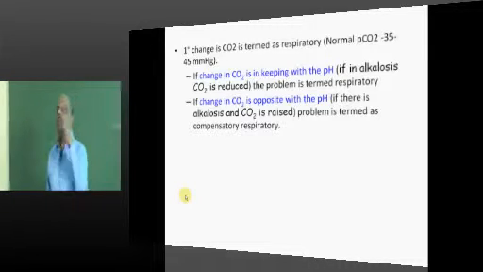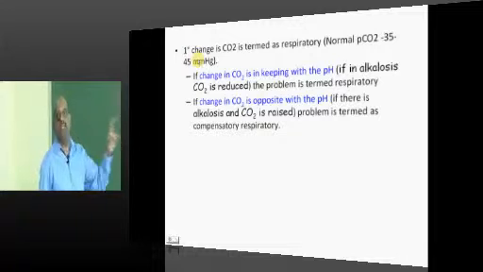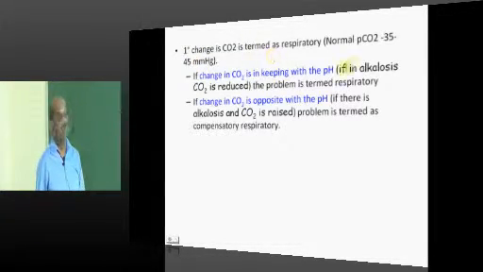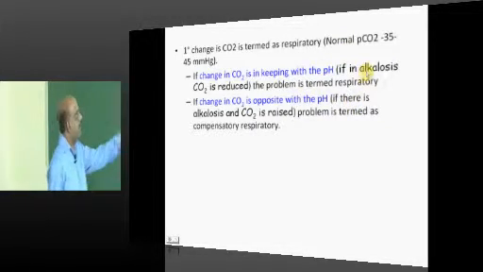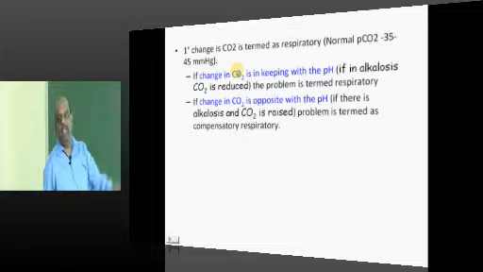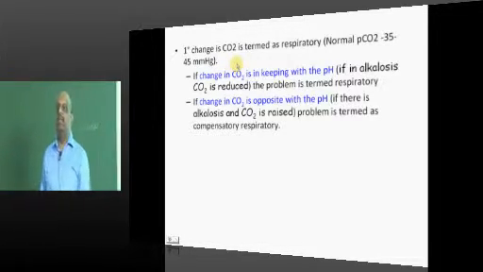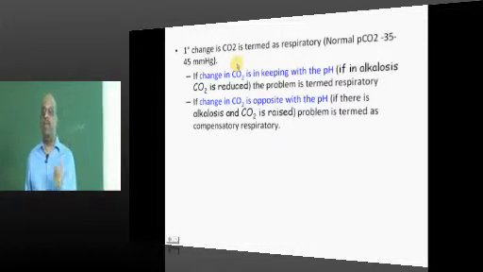Second, you look at the carbon dioxide. If the primary change is in the carbon dioxide, then you call it a respiratory problem. First you must know what a normal PCO2 is. 35 to 45 millimeters of mercury. Easy thing is to remember 40. 40 and 60 are the golden numbers.